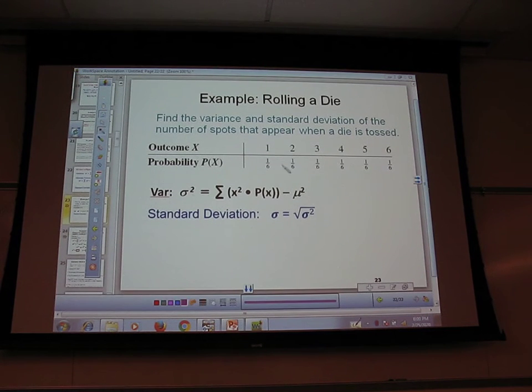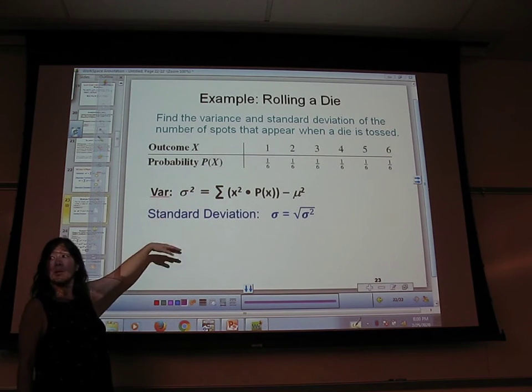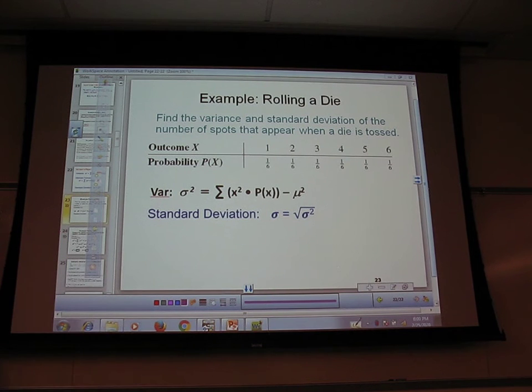So here, I want to find the variance of this. Remember we found the mean last time? We took every value multiplied by its probability and added them up, and we got 3.5. Do you remember that vaguely? Good. So my mu is 3.5. All right, so here, every x value. My variance, sigma squared, is going to be every x value squared times its probability.